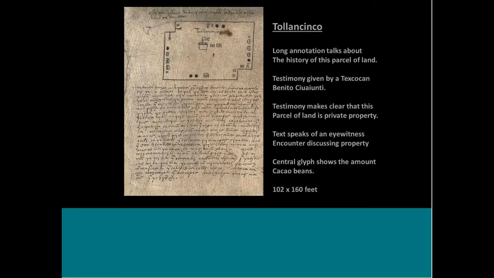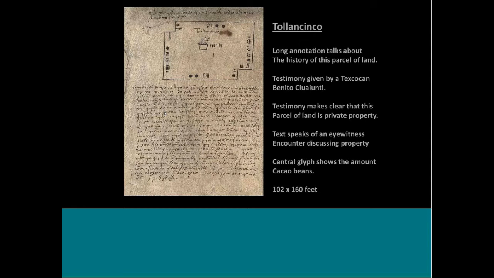It talks about the history of the parcel of land, and it talks about an eyewitness encounter that he had with Don Carlos when there was a discussion about who owned this piece of land. And really what we're attempting to establish with this map, it is made for use in a Spanish court for a court case, which is a land dispute that will take place after the execution of Don Carlos in November of 1539.